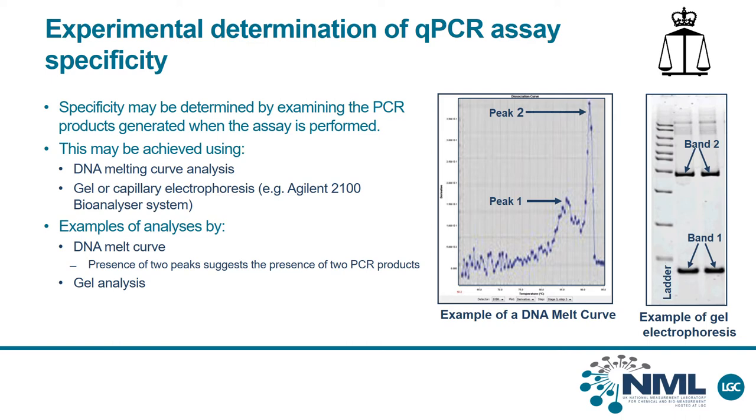With electrophoretic analytical approaches, the presence of multiple PCR products is confirmed by the detection of more than one band as shown on the slide. Optimally, an assay should produce a single PCR product, and any other result may be an indication of off-target amplification and hence non-specificity.